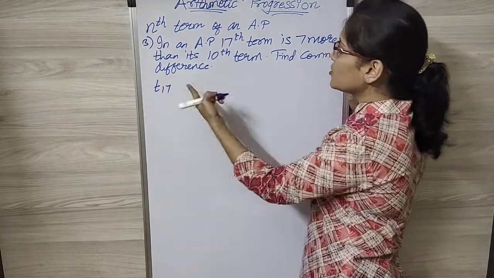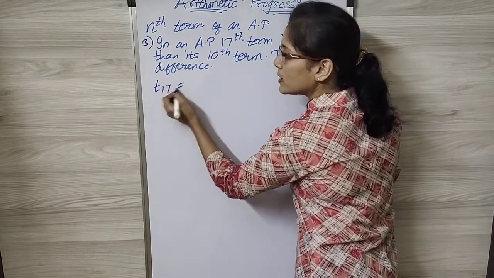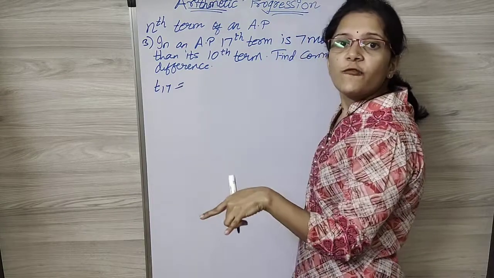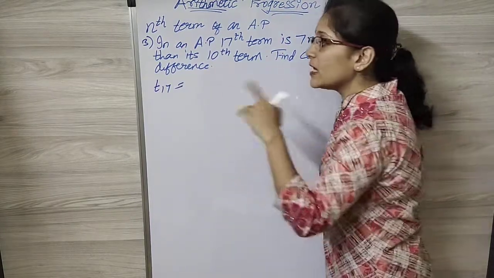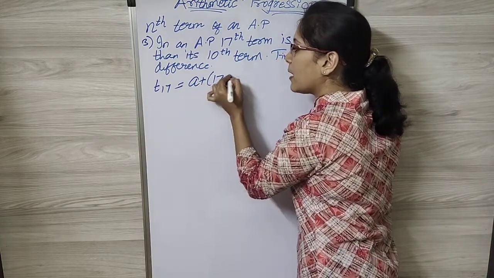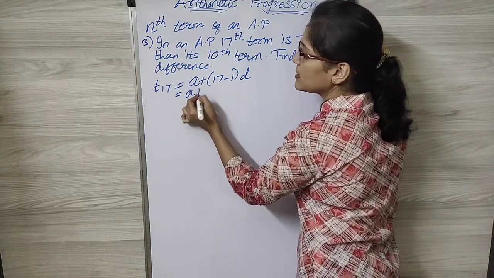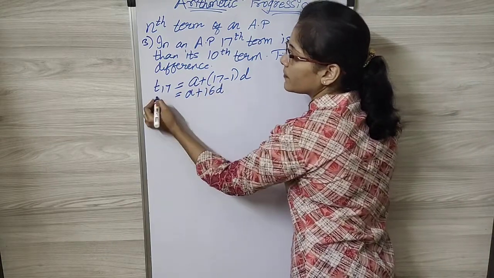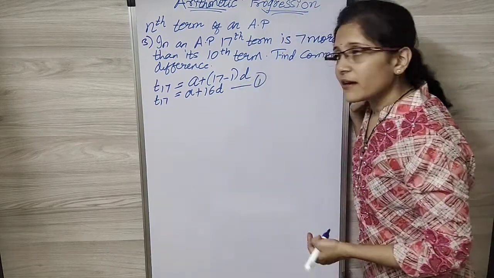Now see here, there is no sequence, nothing is given here, right? So what I am going to do is, T17, what is the formula for Tn? Tn is equal to a plus n minus 1 d. For T17, it should be a plus 17 minus 1 d. So this becomes a plus 16d. This is for T17, suppose equation 1, right?